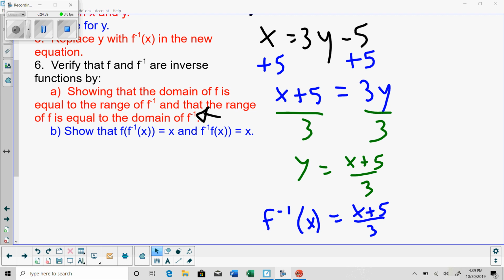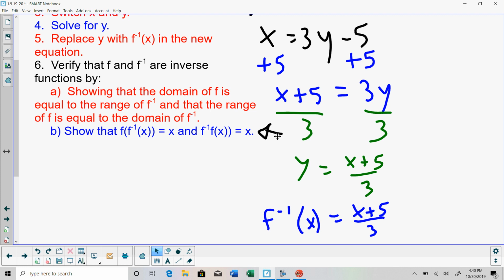So for this one, that's not all that interesting to talk about because the domain for f and for f inverse is all real numbers. So the domain of the original function has to become the range of the inverse and vice versa, but they're all going to be negative infinity to positive infinity. So let's just move on to this last part, which says show that f of f inverse is equal to x and f inverse of f of x is equal to x.